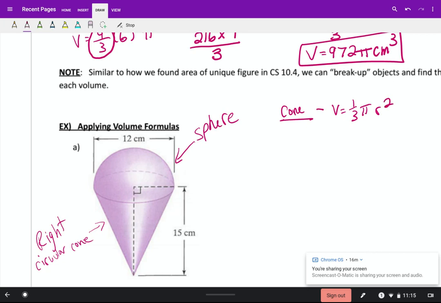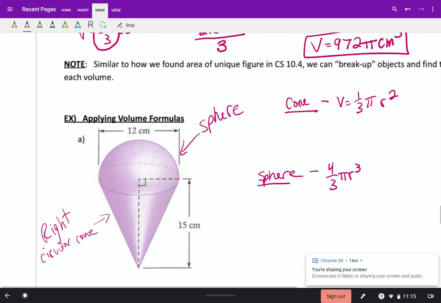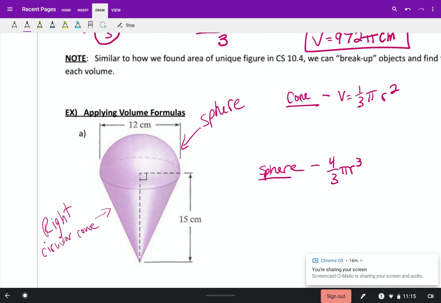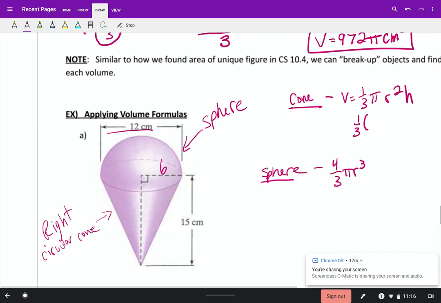So I'm going to do that one first, and then I'm going to do the sphere, which was 4/3 pi r cubed. So for the cone, what we're going to do is, if this whole thing is 12, that means this is going to be 6. So you're going to have 1/3, I'm missing the H here. That needs an H. My bad. 1/3 6 squared times 15 times pi.